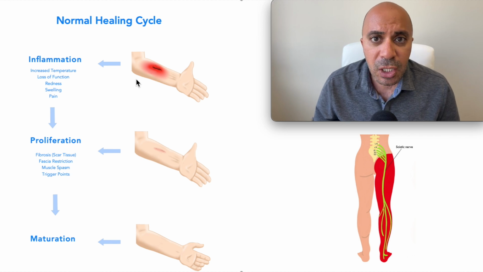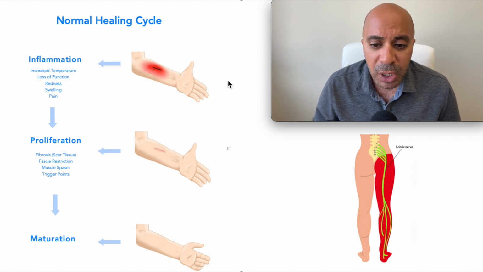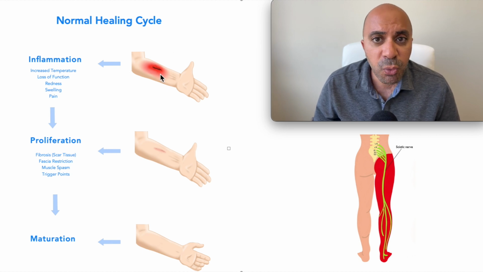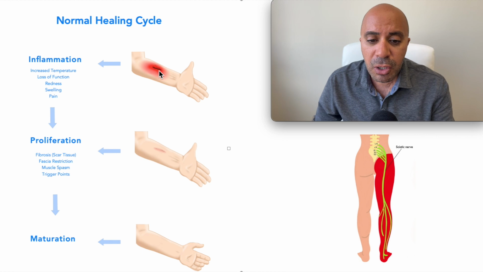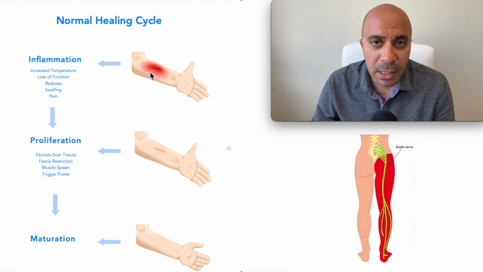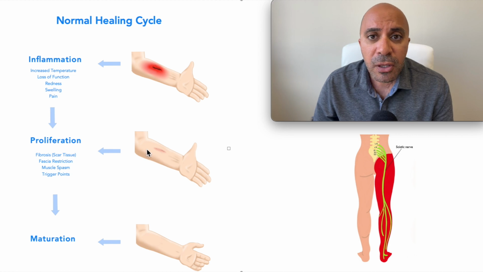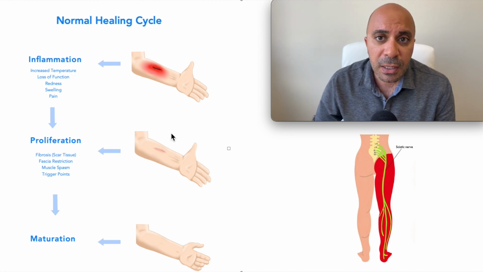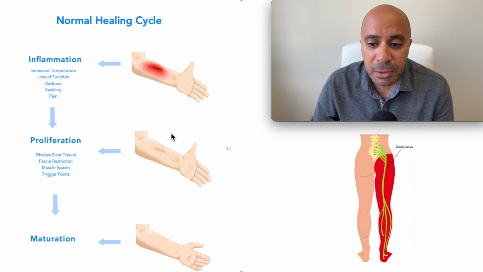The first stage of healing is inflammation. When you have a paper cut, as you see in the first image, you start to have swelling and redness, the blood starts to rush to that area, and you start to experience pain. The second stage of healing is called the proliferation stage. That's when your body starts to build fibrotic tissue, scar tissue. During this stage, you start to experience fascia restrictions, muscle spasm, and trigger points.